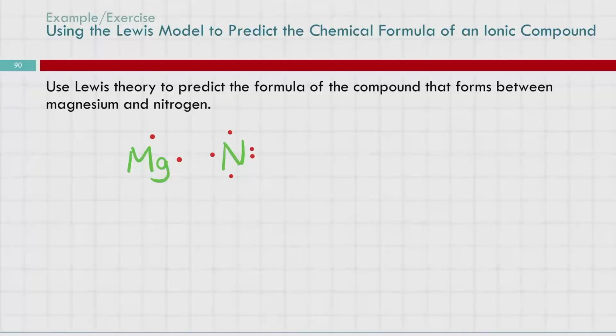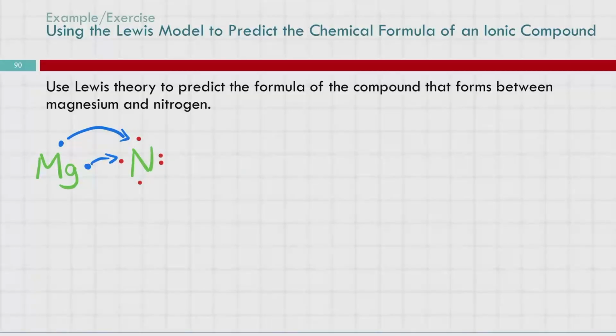What's going to happen when magnesium and nitrogen meet? Nitrogen is going to take magnesium's 2 electrons. Switching the color to blue. So we transfer those over. And this gives us this. It's now magnesium 2+.